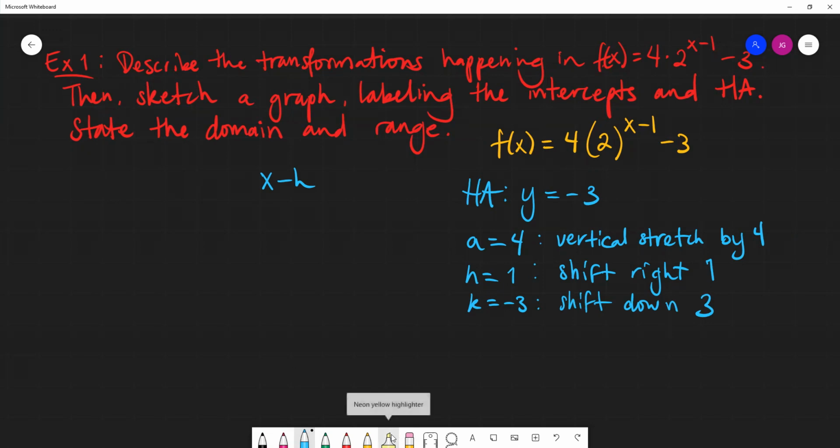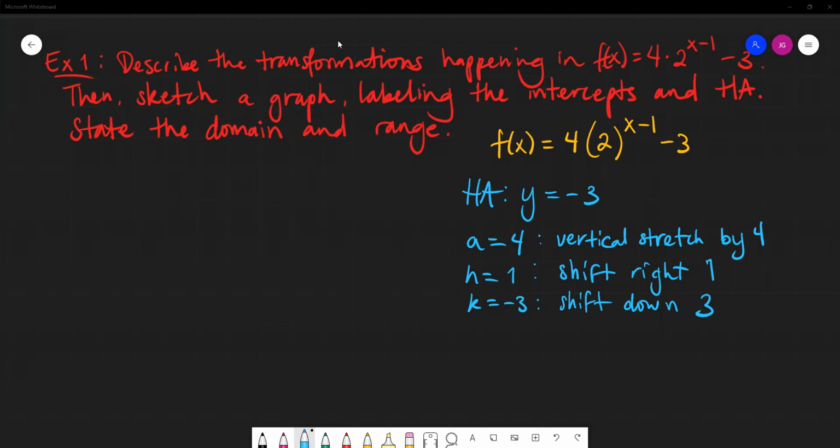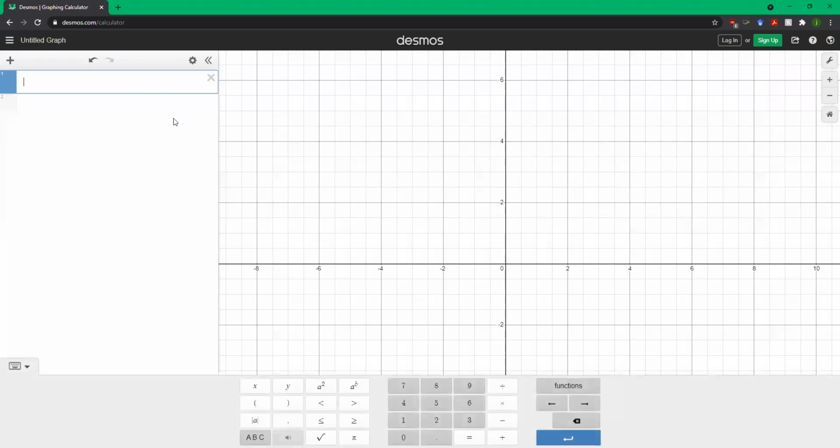and so what else do we need? We describe the transformations. Now we should sketch the graph so we can label the intercepts, right? Because we don't know what our intercepts are until we graph it. So let's go ahead and we'll use Desmos to help us out here. All right, so let's graph this.